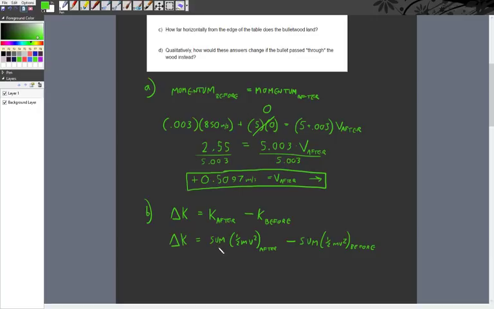Okay, so you got to get this order correct, and you got to remember the minus sign. Otherwise, it's going to be totally wrong. Now, what's the difference here between kinetic energy and momentum? Kinetic energy is a scalar, and momentum is a vector.